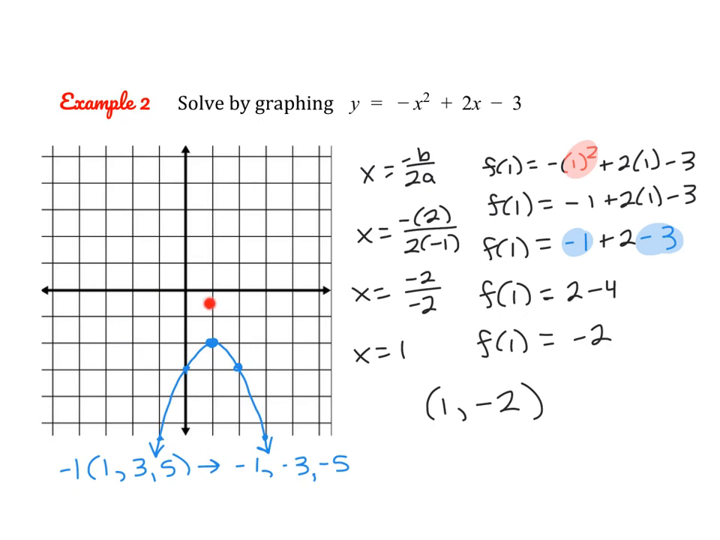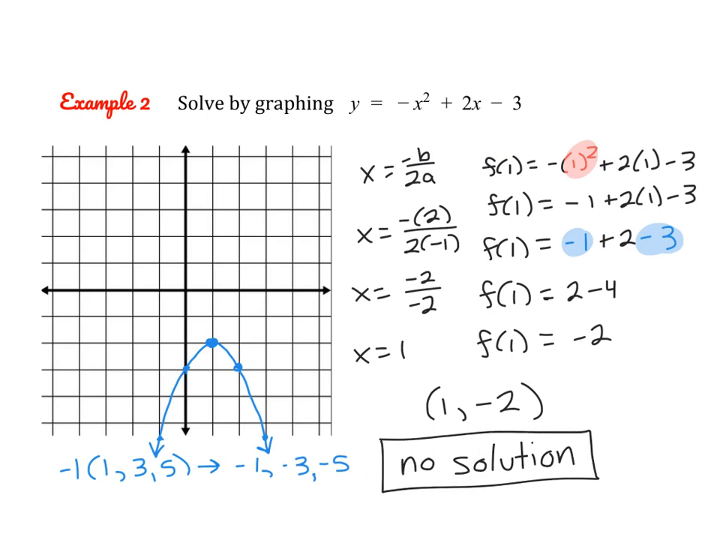So here's a case where our vertex is below our x-axis and we have a downward facing graph because of this negative a value. So you can see that it never actually crosses our x-axis. So this is a case where we actually have no solution. And there you go.